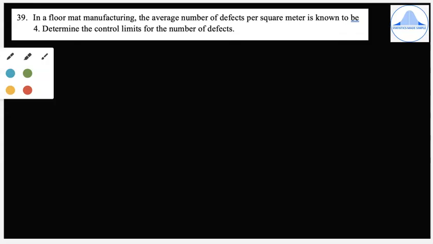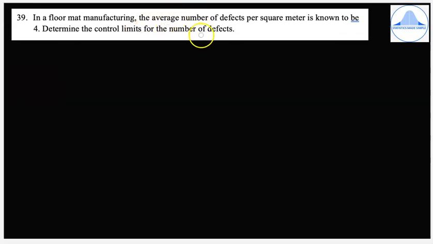Question. In a floor mat manufacturing, the average number of defects per square meter is known to be 4. Determine the control limits for the number of defects. Because of the words number of defects, it is the C chart. And because of the word known, it is the case when the process standard is known. That means lambda is given to us. So let's start the problem.